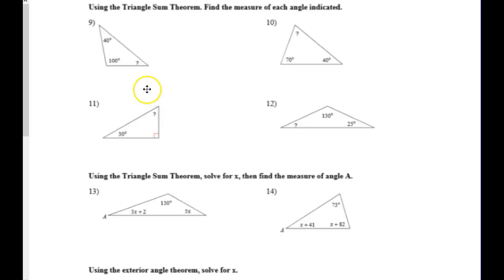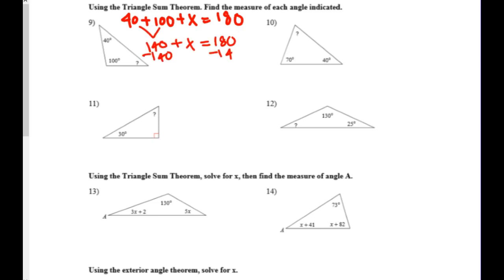So to find this missing angle right here, we're going to call that angle x, by the way. We're going to do 40 plus 100 plus x equals 180. I'm always going to set up my equation and then solve it. So let's add them up. 40 plus 100, you want to combine like terms. We get 140 plus x equals 180. Then we're going to get rid of the loner 140 by subtraction, and we get x equals 40.